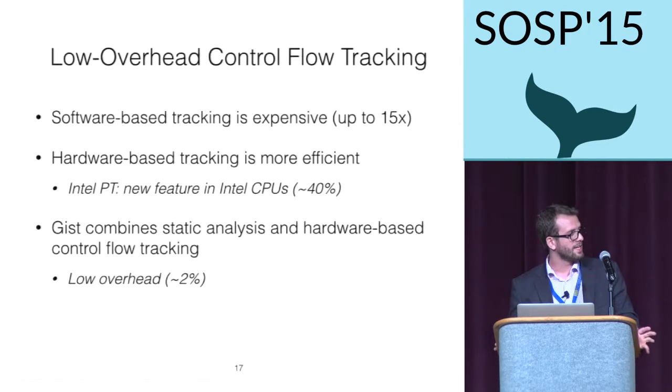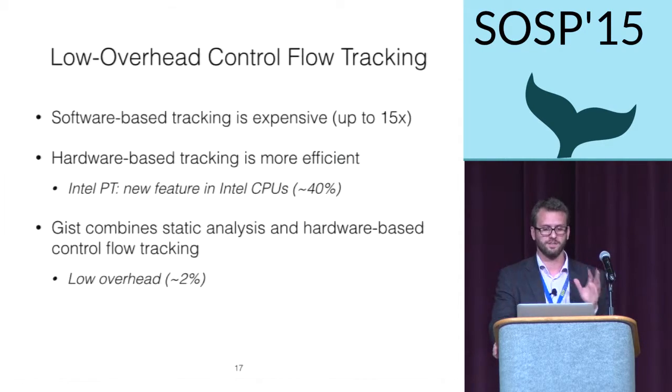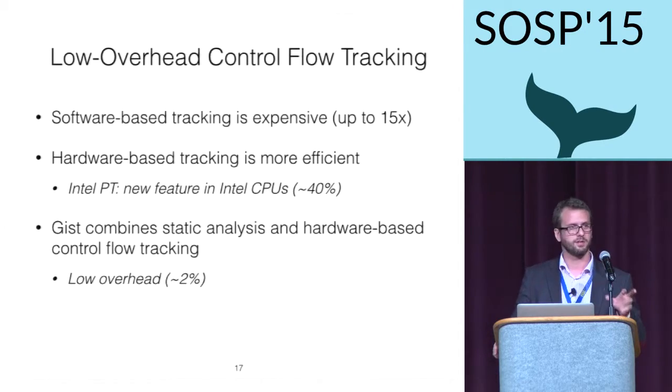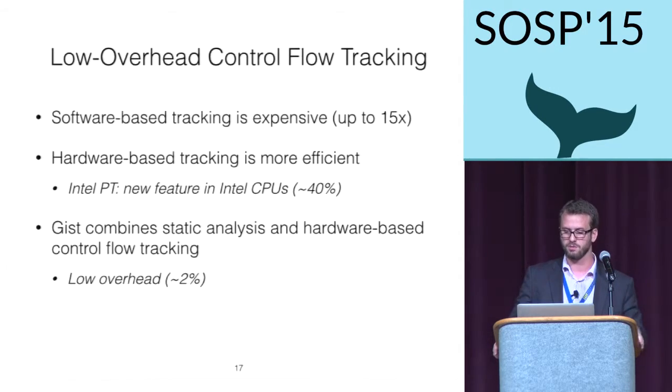So control flow tracking can be implemented in software in a relatively straightforward manner by tracking all the branches a program executes at runtime. And in fact, we experimented with this approach only to see that it has prohibitive overheads of up to 15x. Using hardware features can alleviate this overhead. And in particular, a recent feature from Intel processors, namely Intel PT, which is short for Intel Processor Trace, can record the branches executed by a program with lower overhead than software tracing.